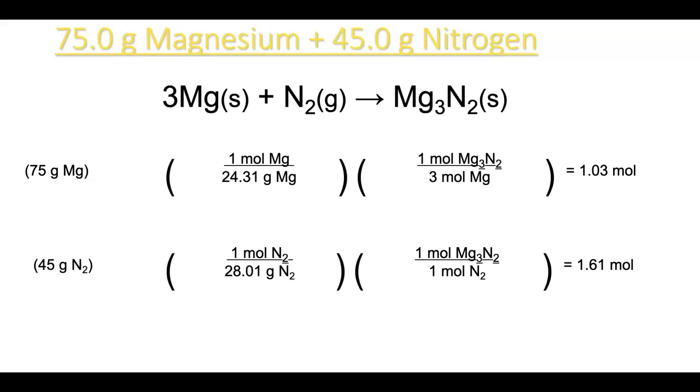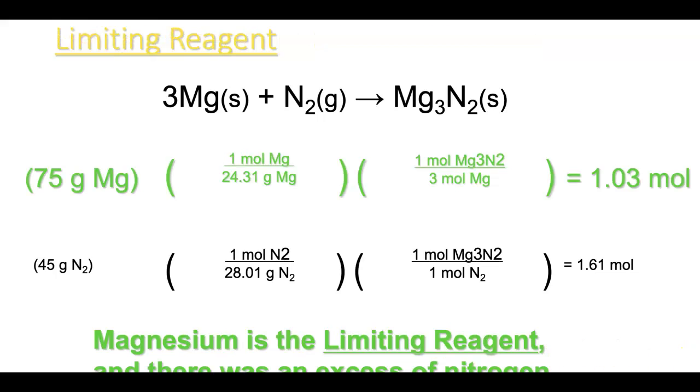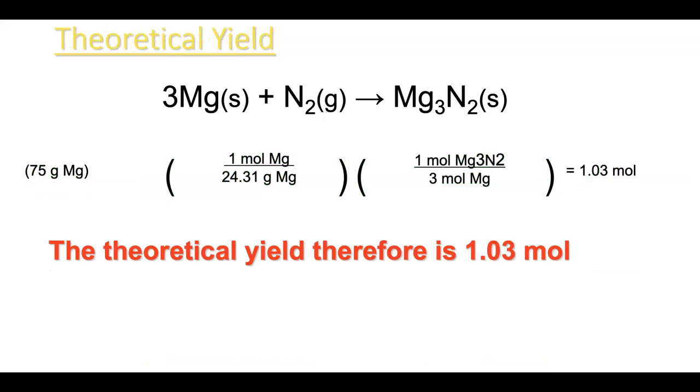And obviously that's going to be the magnesium. I'm only going to be able to make 1.03 moles of the product with that amount of magnesium, and 1.61 moles of the product with 45 grams of nitrogen. So my limiting factor, once again, magnesium. And so that is the most that I would be able to make. And so we'll be able to say now that nitrogen we have in excess. So what would my theoretical yield be? Well, my theoretical yield would be 1.03 moles.